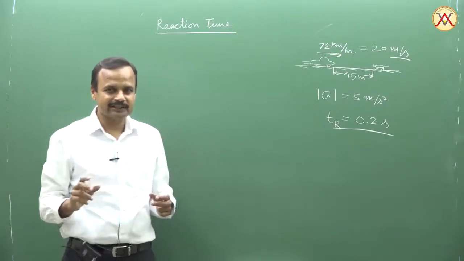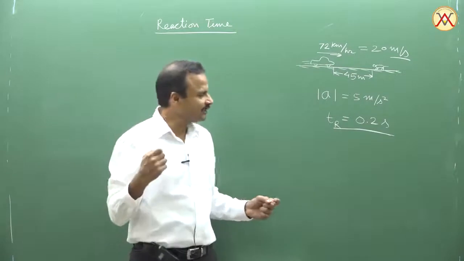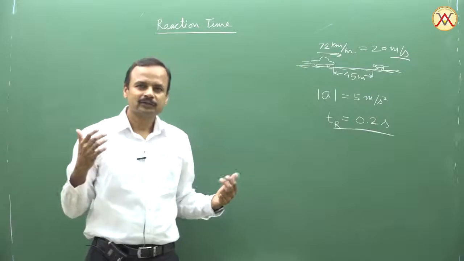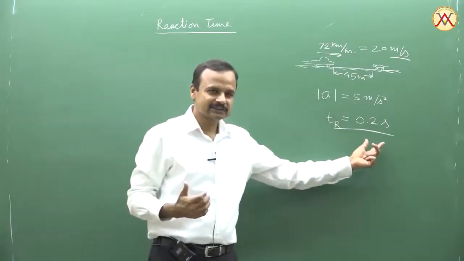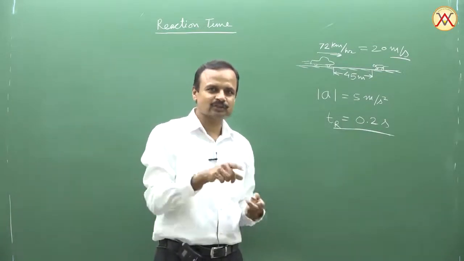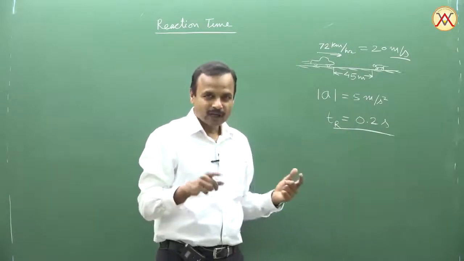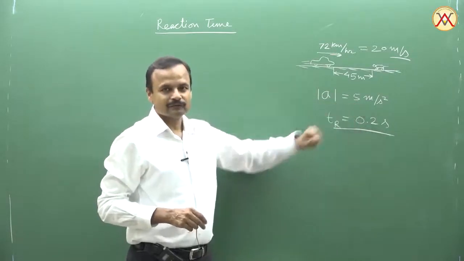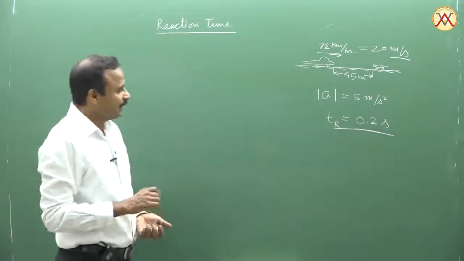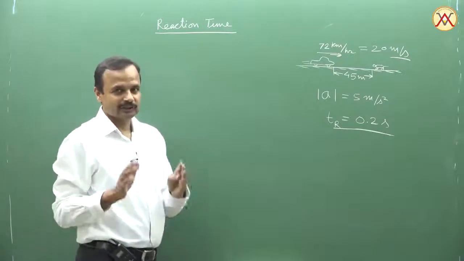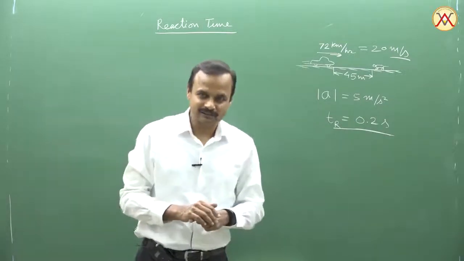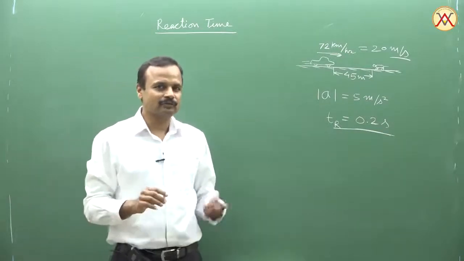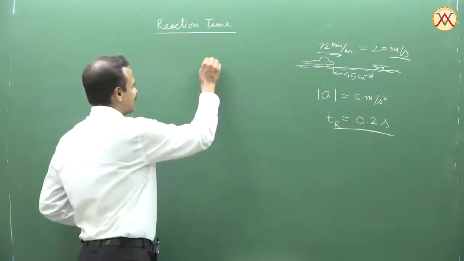See, what is the meaning of reaction time? The person saw a need to apply the brakes, but then the body took some time in reacting, which is 0.2 seconds. So the brakes are actually applied at this moment. After this, the vehicle will have a retardation of 5 meter per second square. So there are two parts of the journey. In the first part, the vehicle is moving with constant velocity and then it is retarding. The problem can be solved very efficiently if you draw a velocity time graph.